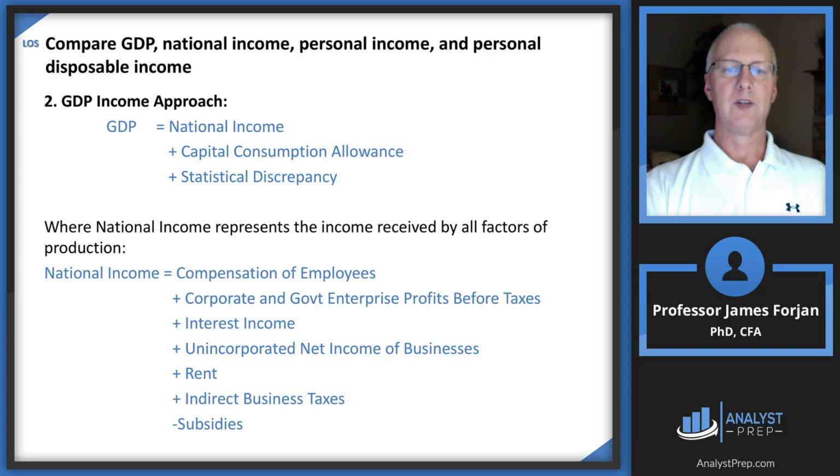All right, so that's kind of the general formula, but where national income represents income received by all these factors, then we can identify the various national income inputs that go up into that GDP formula. So: compensation generated by employees, profits, interest income, net income from businesses, rent, and then indirect business taxes, and then we subtract out subsidies. So that gives us national income.